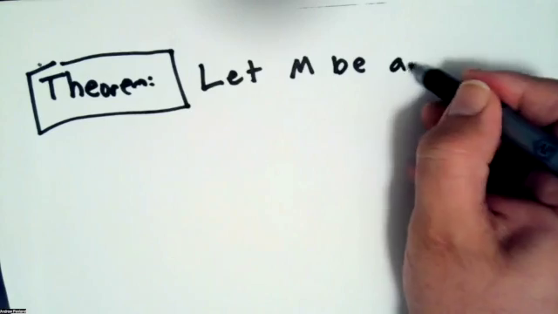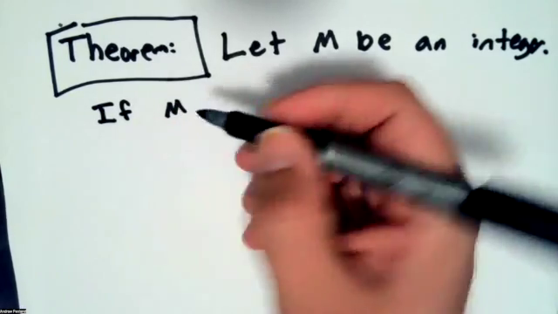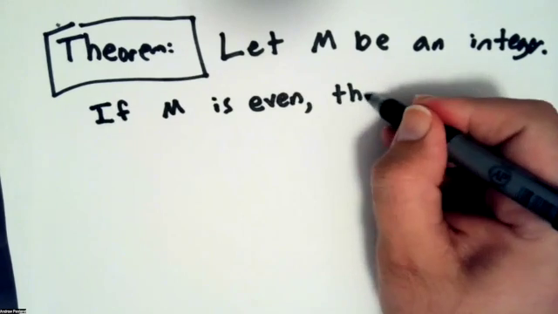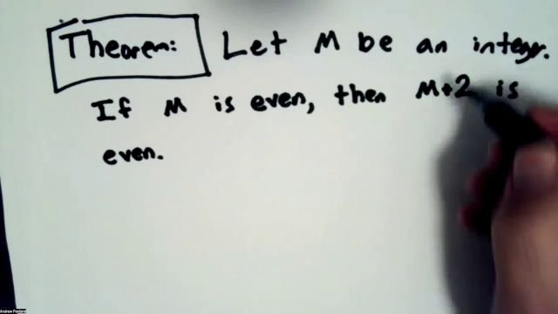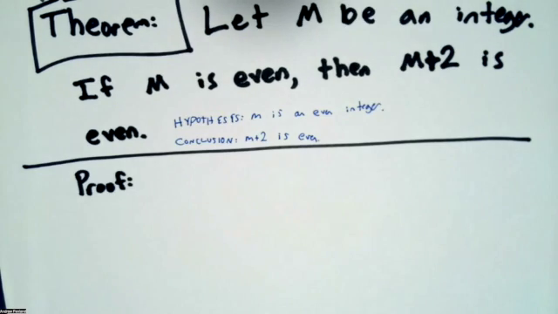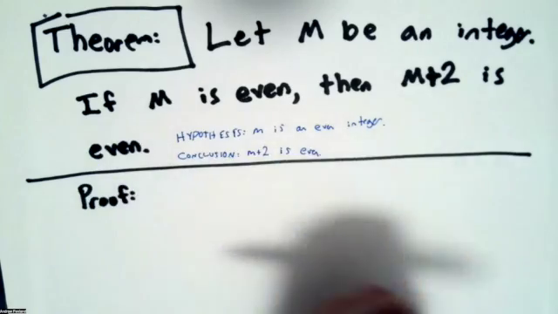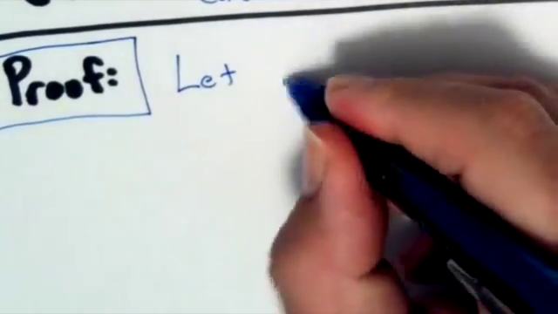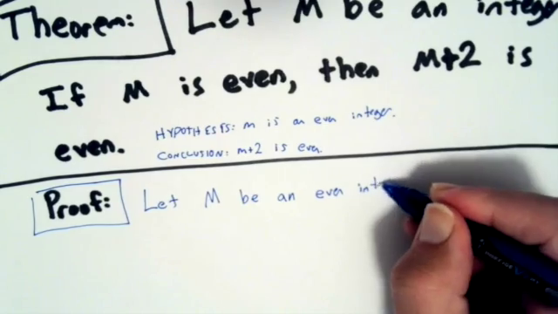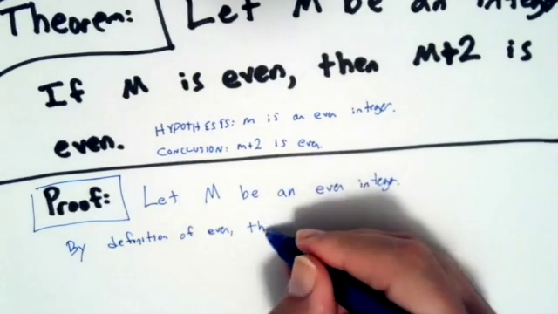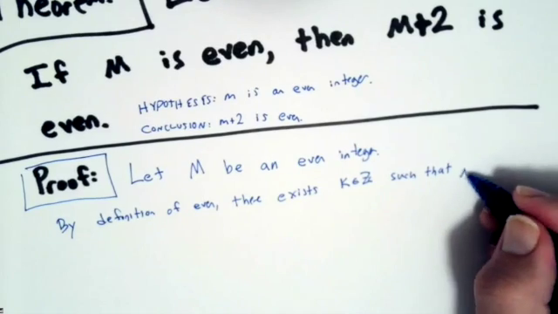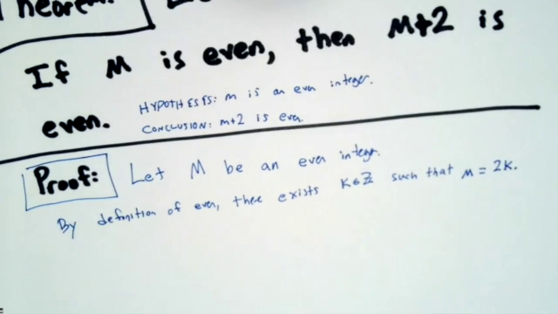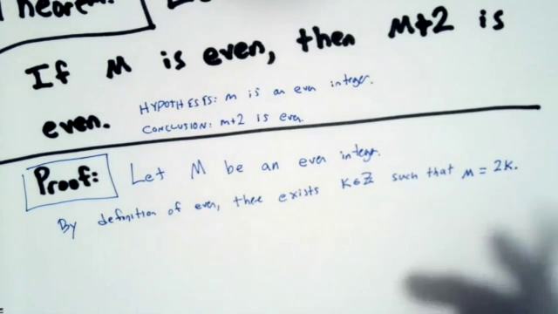First theorem we're going to prove: let m be an integer. If m is even, then m plus 2 is even. We're going to start out writing exactly what we're given at the beginning. We're going to start out assuming the hypothesis. Let m be an even integer. By definition of even, there exists k, which is an integer, such that m is equal to 2 times k. That's the definition of an even number. And since m is even, that has to be true.